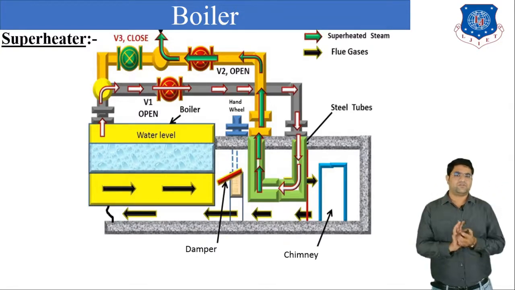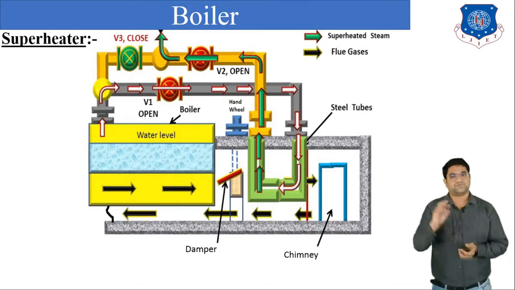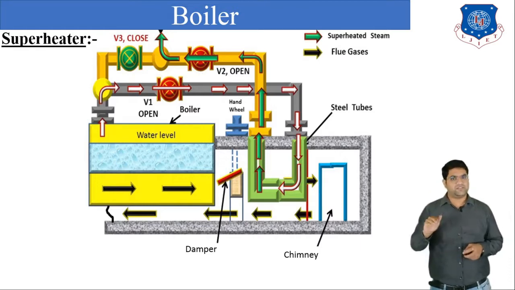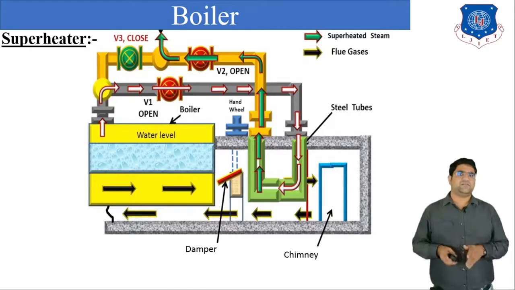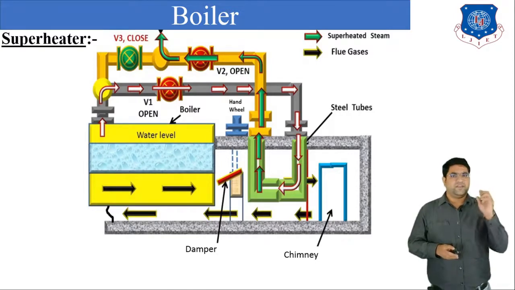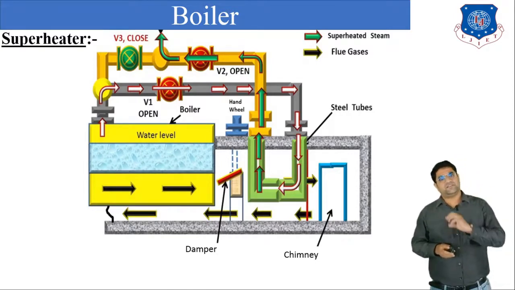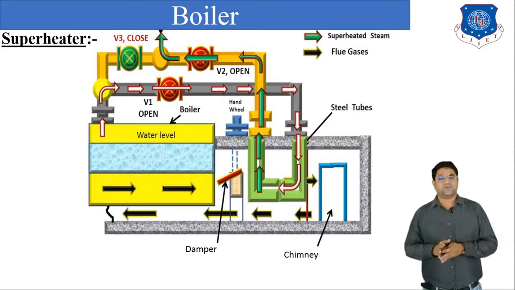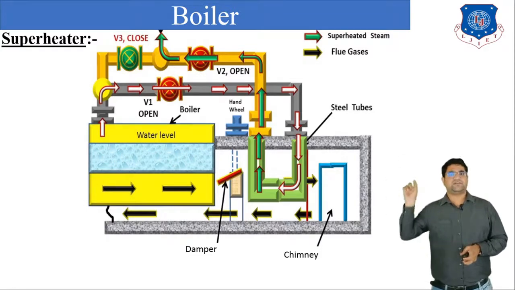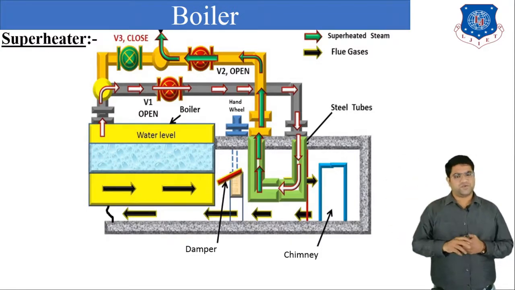So what are we going to do? We are going to heat up this wet steam, and after heating it is converted into superheated steam, and then we provide this superheated steam to the turbine, which will rotate the turbine and produce electricity. So let us discuss the construction and working of the superheater.